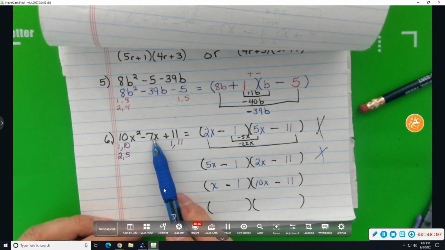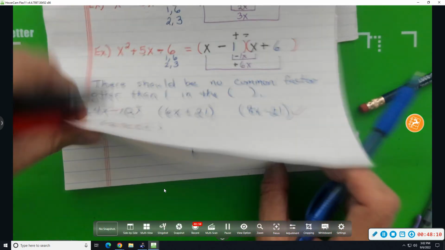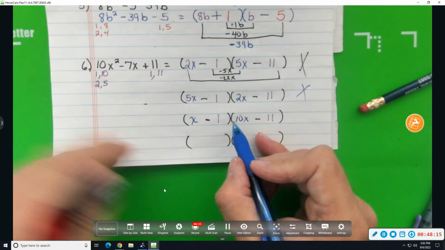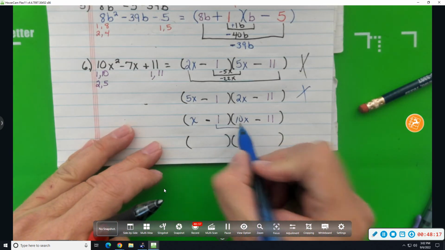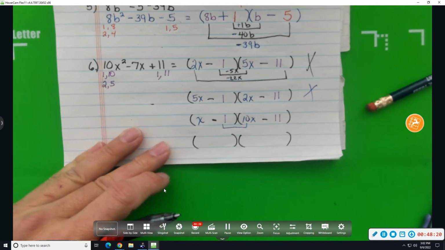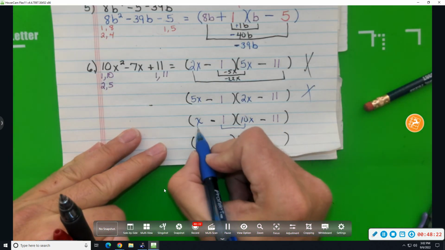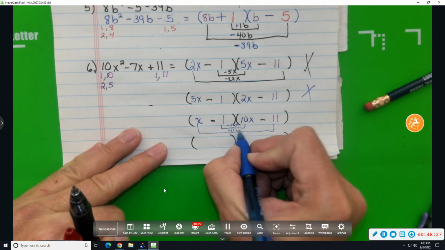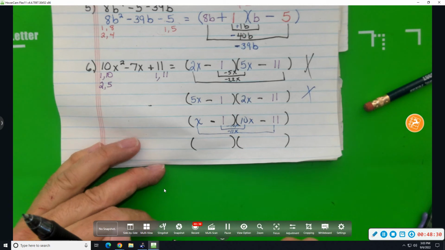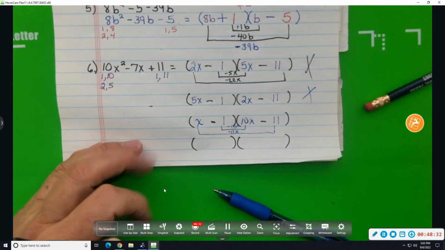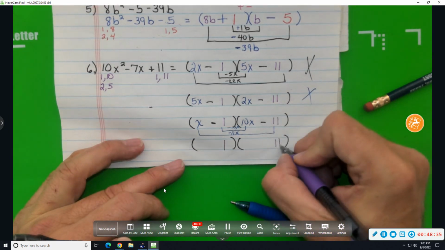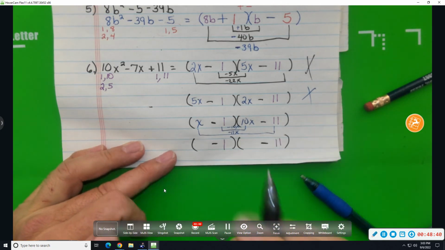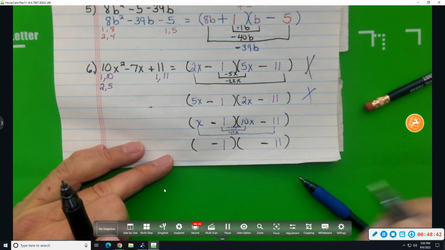Is this going to give me a negative 7x if I do that? Out of the inner stuff, let me see. I'd have a negative 10x and a negative 11x. What are y'all thinking? Is that going to give me a negative 7x? No. So, I'm going to go ahead and list the last possible one, but doubtful. Some of you have already figured out, oh, this is not going to work out.